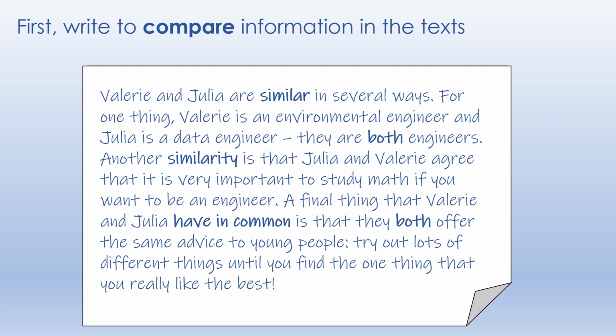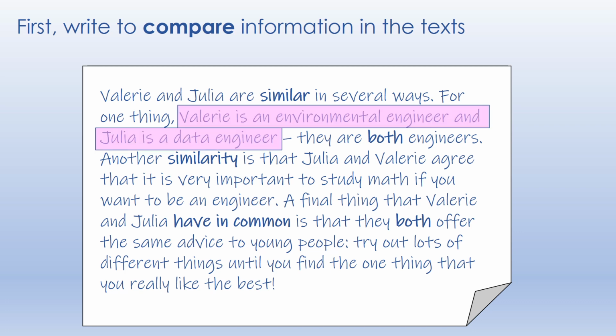So listen, Valerie and Julia are similar in several ways. For one thing, Valerie is an environmental engineer and Julia is a data engineer. They're both engineers. Another similarity is that Julia and Valerie agree that it is very important to study math if you want to be an engineer. Do you see how I'm highlighting these things that came straight from my two-column chart? They were things that I highlighted in that two-column chart and I've just brought them into this paragraph.